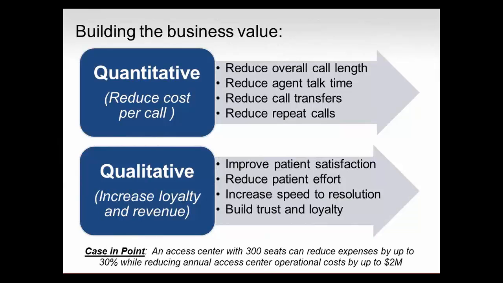A quick case in point, one of the use case examples from a client that we're working with: their access center is about 300 seats. We're able to reduce their overall expenses by up to 30%, which is an annual operational cost reduction of about $2 million. So depending on the size of your environment, and whether you're consolidated or you have disparate pods, we can work with you on what that particular business case looks like for you, but it's significant savings.